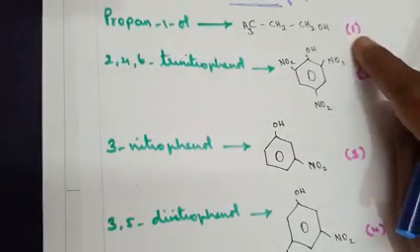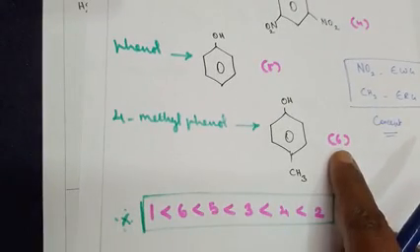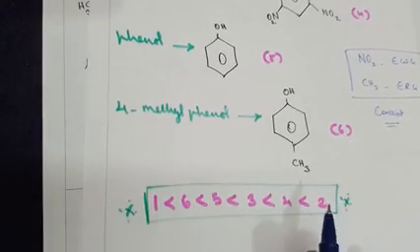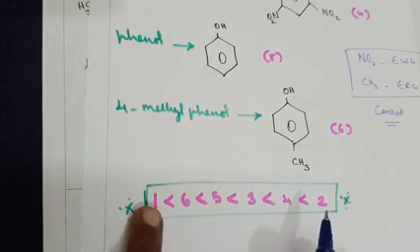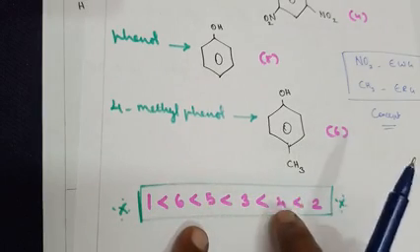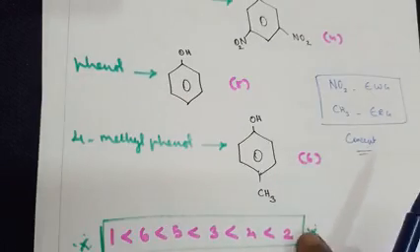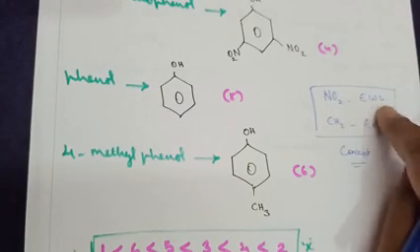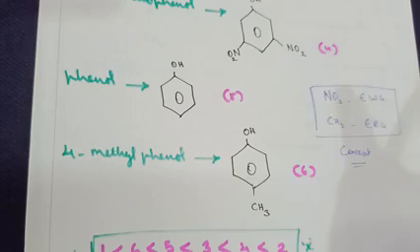You know the first one goes for propan-1-ol. Then comes the sixth one, that is 4-methylphenol, in increasing order. So the first one will have the least acidic strength. Then comes the sixth one, then the fifth one, third, fourth and the second one. The concept based on it is electron withdrawing group and electron releasing group. You know NO2 is an electron withdrawing group. CH3 is an electron releasing group.